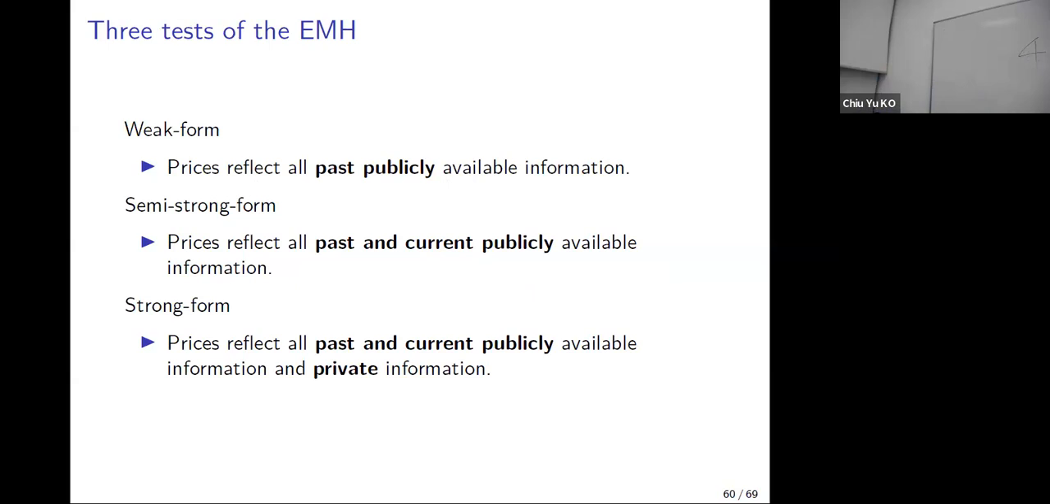So in academia, the efficient market hypothesis is usually separated into three parts. One of them, the weak form, says the stock price now reflects everything in the past. So if you are a chartist, the guy who looks at past history and technical analysis, it's not going to work, if you believe this is true.